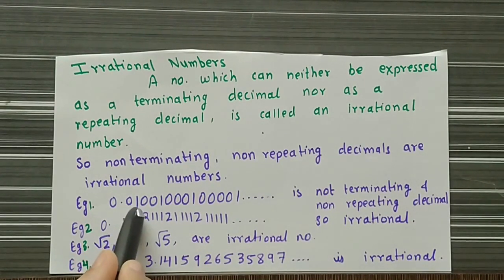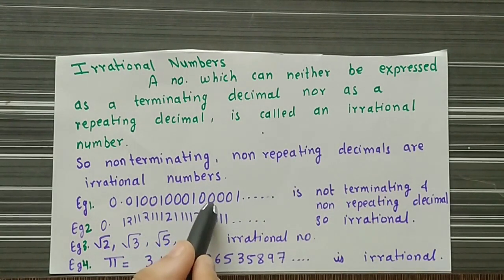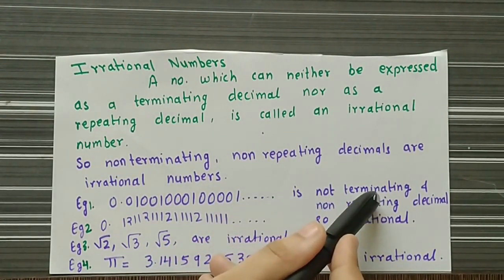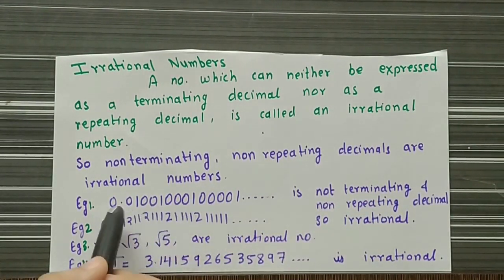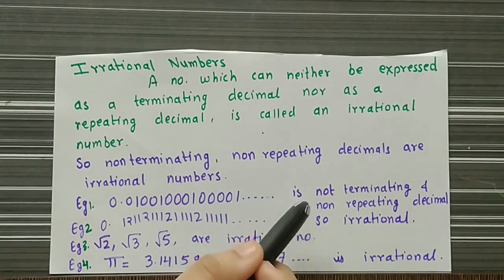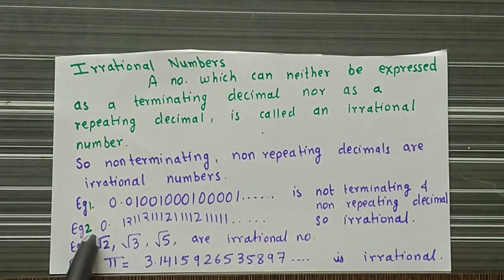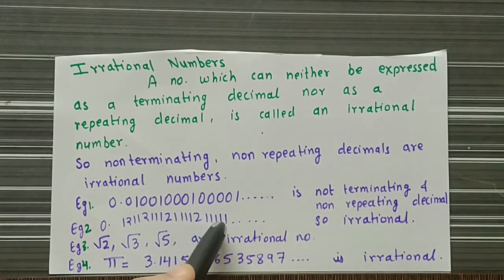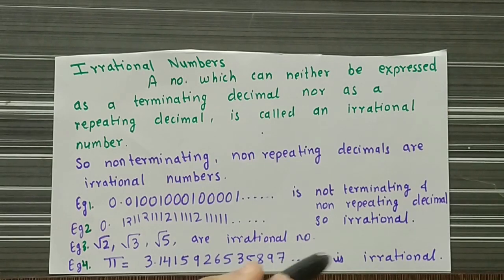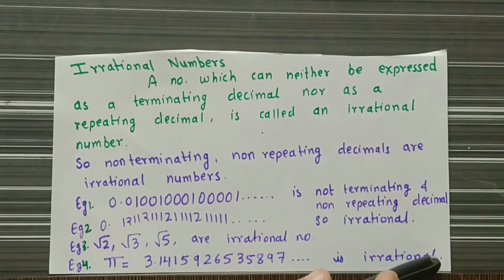Example: 0.01, 001, 0001, 00001 and so on. This is non-terminating, which means the digits of the decimal do not come to an end. And it is non-repeating, as we observe that the digits are not getting repeated. So this is an irrational number. Similarly, our second example is 0.12, 112, 1112, 11112 and so on. Root 2, root 3, root 5 are all irrational numbers. Another example is the value of pi. The value of pi is equal to 3.14159265358997 and so on. So pi is also an irrational number.